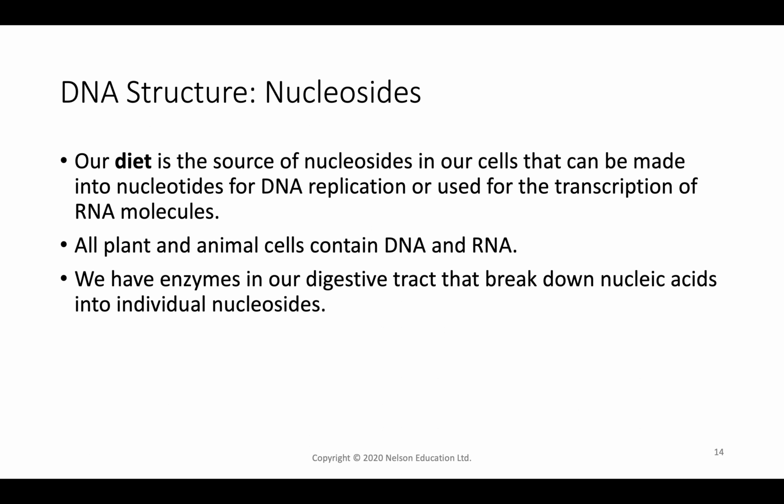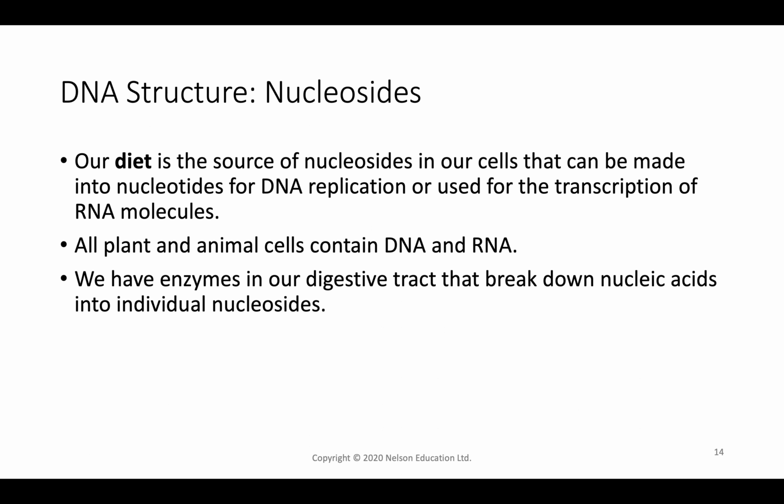All of the nucleosides in our body can be made into nucleotides for DNA replication if we get them from our diet, right? So we're going to be getting them basically from the things that we eat around us, and also from conversion of other biomolecules. And we can use them for either DNA replication or to transcribe RNA from DNA.